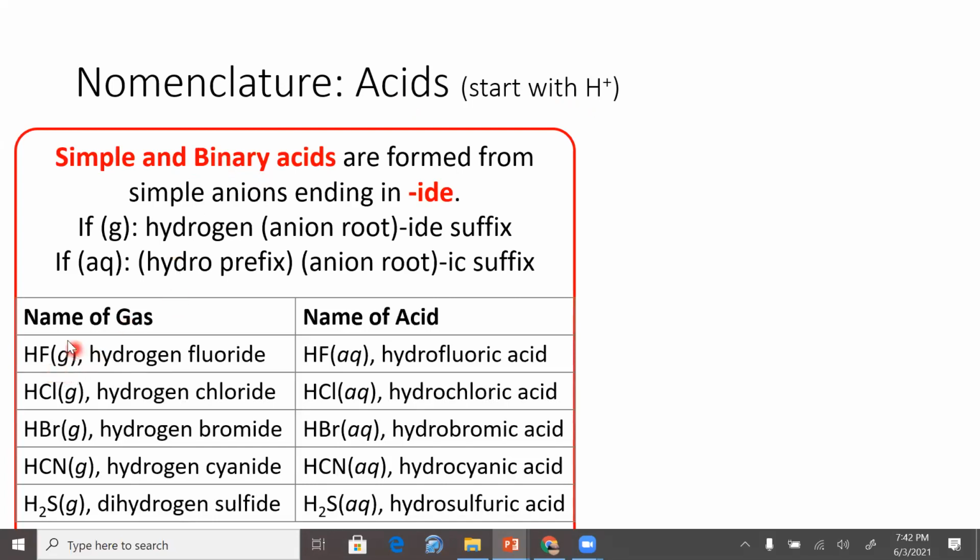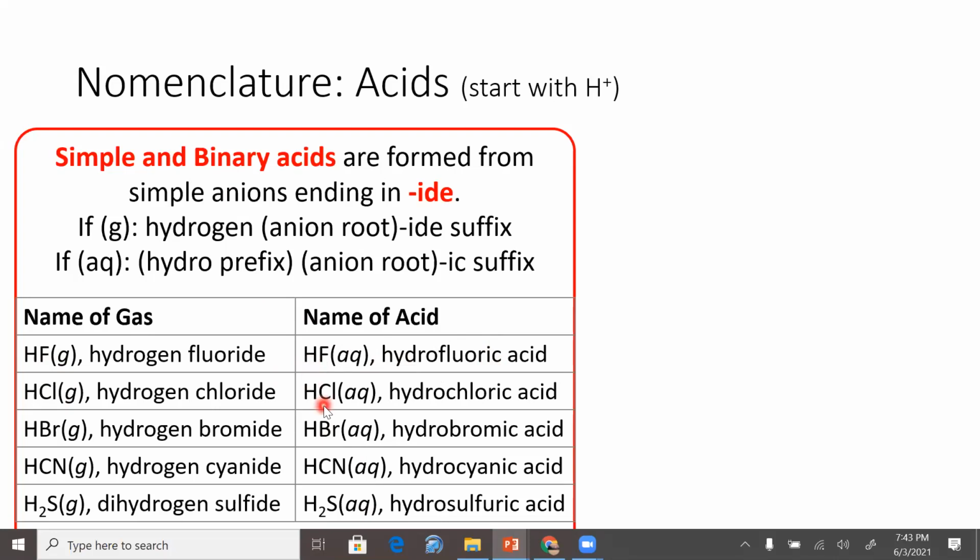Okay, if it's a gas, we name it like it's an ionic compound. So hydrogen fluoride gas or hydrogen chloride gas. Okay. But if it's aqueous, that's what makes it an acid. When we go to name binary acids, ones that only have two types of atoms in them, the prefix is hydro, the suffix is ic. So this is hydrofluoric acid.